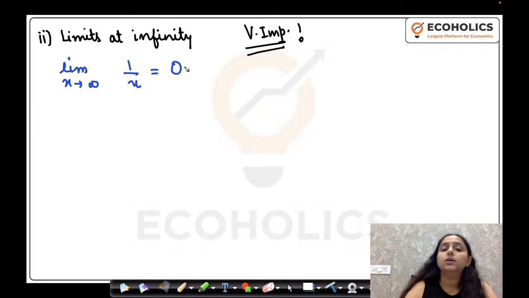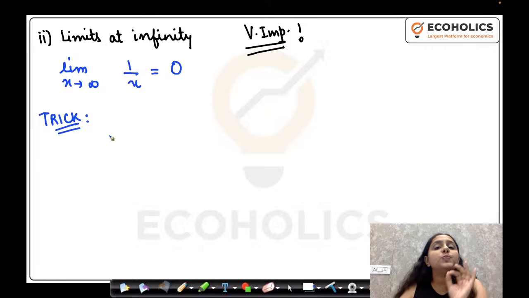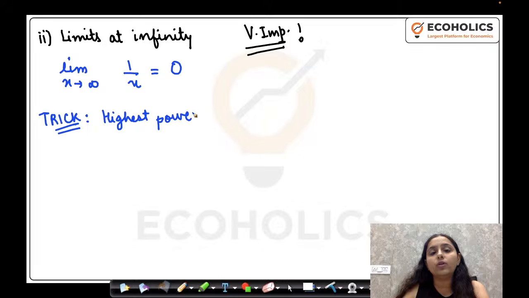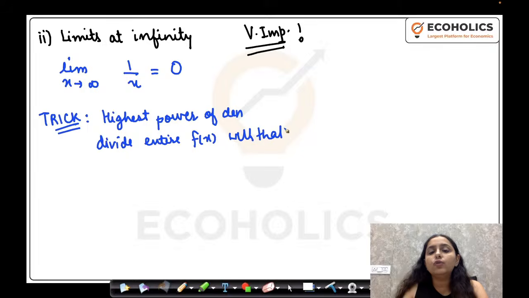How do we do that? So the trick is take the highest power of x in the denominator, and divide the entire function f of x with that. That's the only trick. If you do that, the function will be converted in terms of 1 by x. So either you have 1 by x or something by x. The only thing that matters is that you have x in denominator. Okay, that way you can solve a lot of questions.